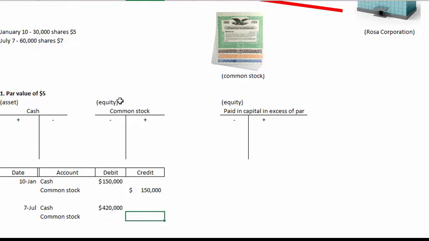The amount that goes into the common stock account, the amount of ownership we've just issued, is the number of shares, 60,000 shares. But watch this, it's not times the $7 because the $7 is not equal to the par stated value. You only put into the common stock account the par value or stated value times the number of shares. So 60,000 times 5. The difference goes into this paid in capital in excess of par.